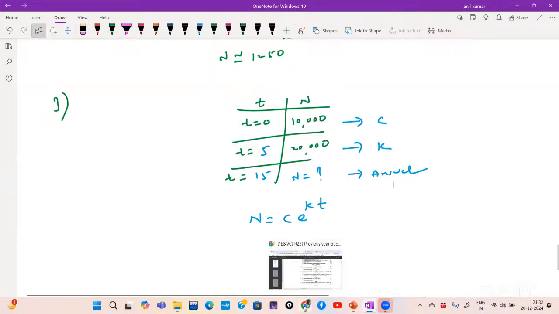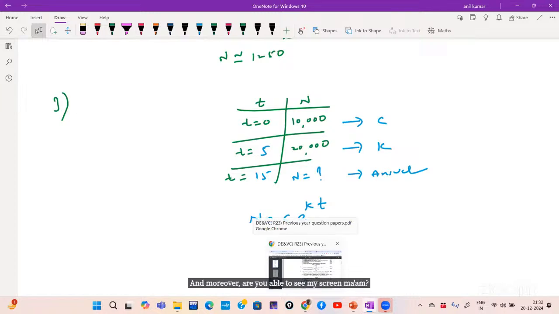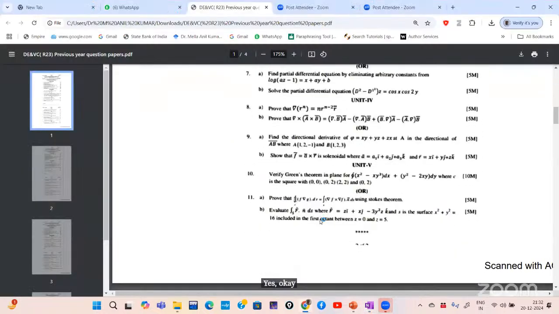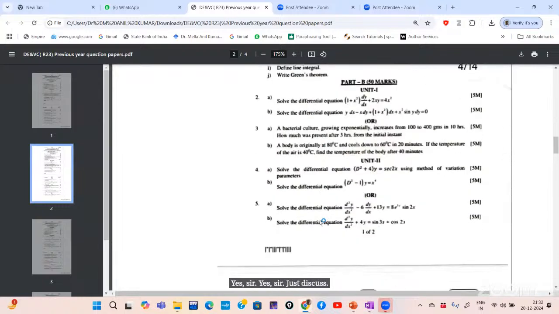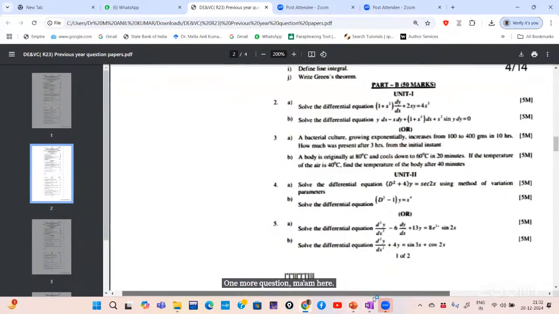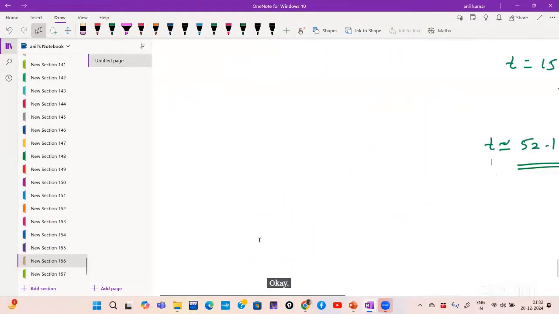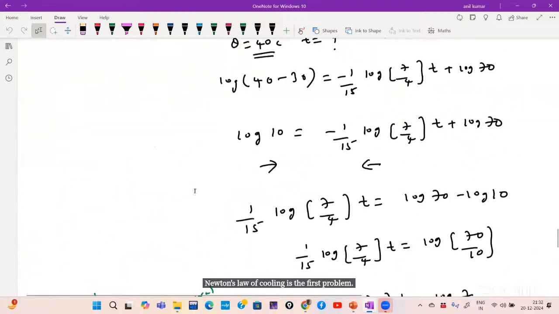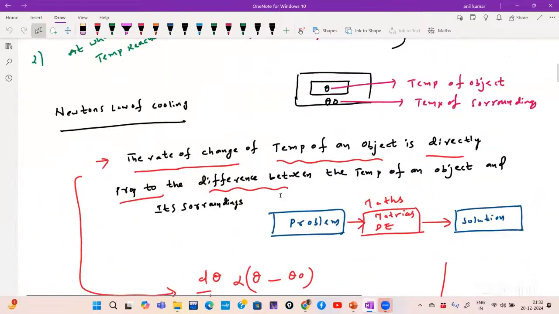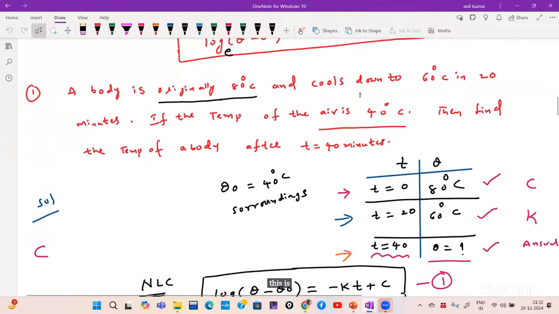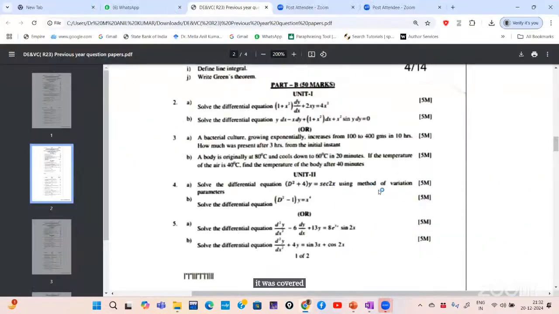Are you able to see my screen, ma'am? Yes, sir. One more question here. I hope you are observing the question paper. This 3B is already covered in my explanation. 3B in Newton's law of cooling is the first problem: a body is originally at 80 degrees centigrade and cools down to 60 degrees centigrade. That was covered. And 3A, I'm concentrating on 3A.